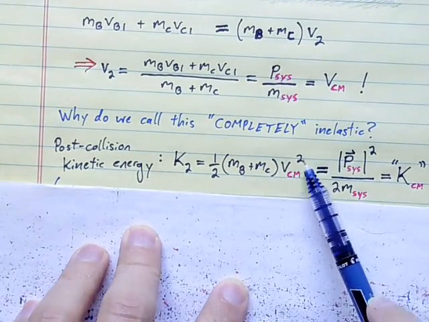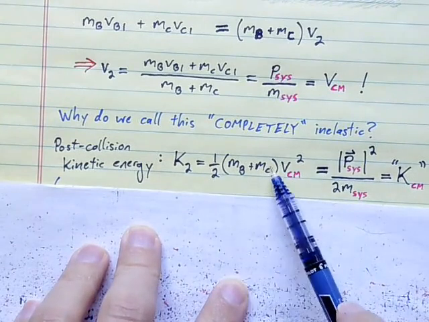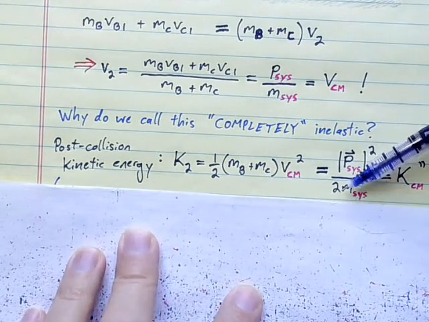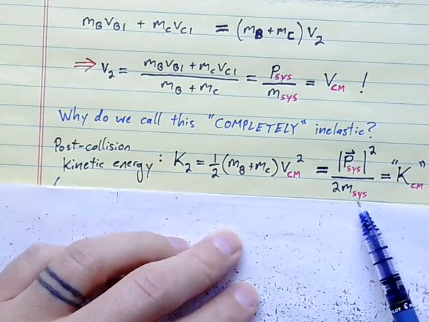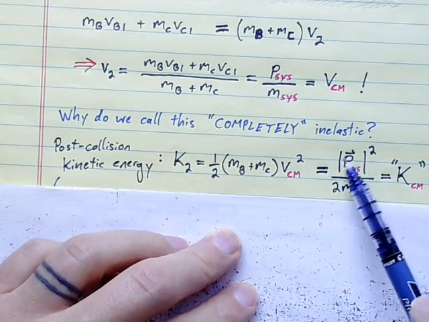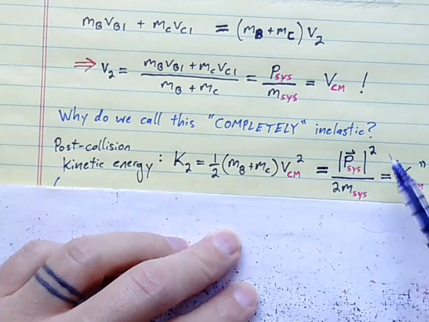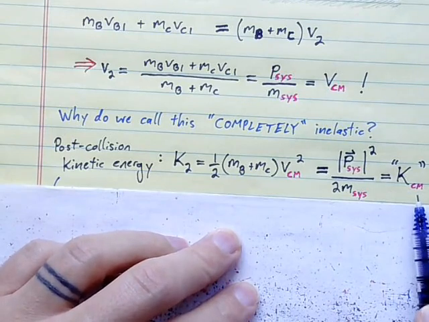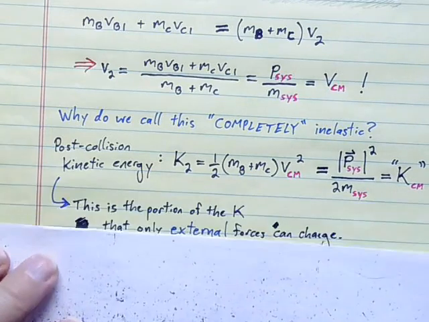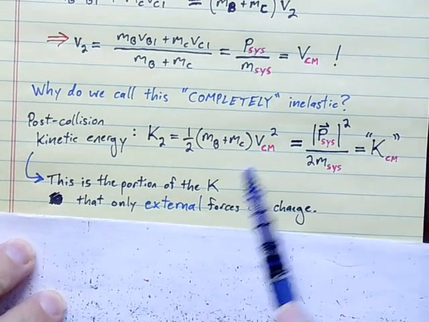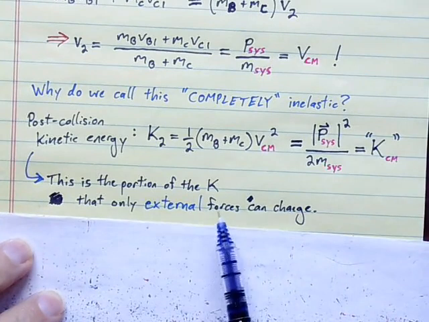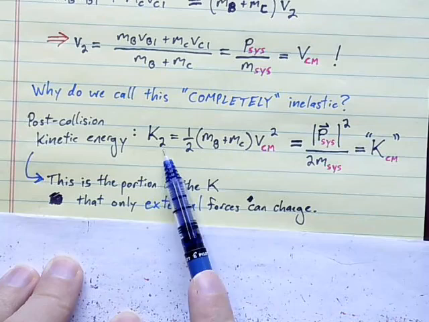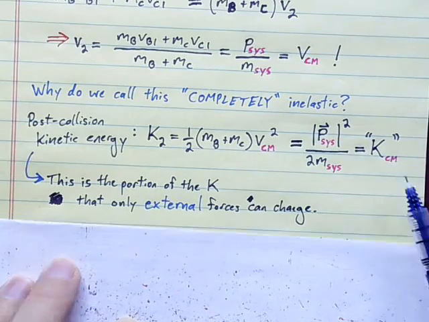We can notice that this expression, 1/2 times the mass of the system times the VCM squared, could be written as the total momentum of the system squared divided by 2 times the mass of the system. The mass of the system doesn't change, and the momentum of the system doesn't change, and we see that this quantity is exactly what we have called in the past the kinetic energy associated with the center of mass, the KCM. That's the portion of the kinetic energy of the system that only external forces can change. So all that's left after this stick-together collision is this part of the kinetic energy.